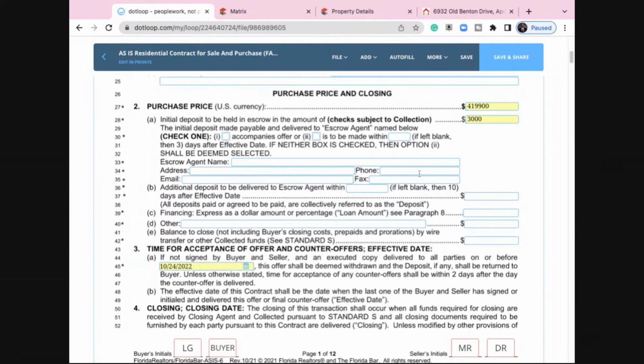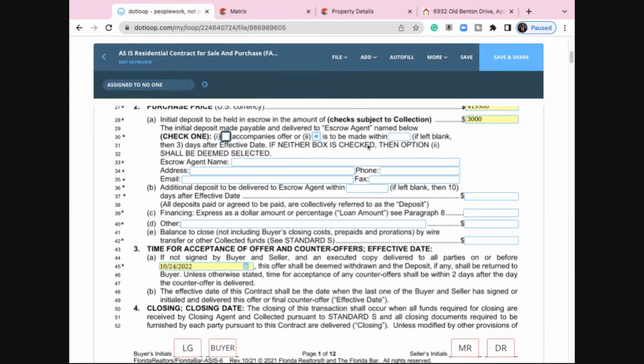All right. This line here, line 30, it says check one, and this says the initial deposit shall be held in escrow in the amount of $3,000, and then check one. What we're doing most commonly is this check here that says if left blank, you will supply that in 3 days after the effective date. The effective date, guys, is the date when both parties sign the contract. If neither box is checked, then option 3 shall be deemed selected.